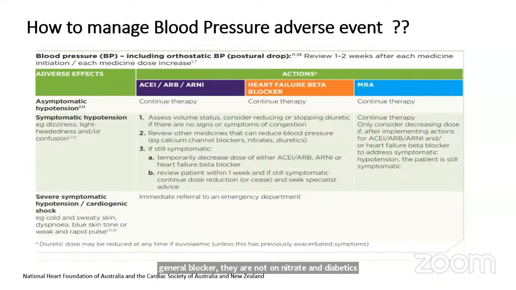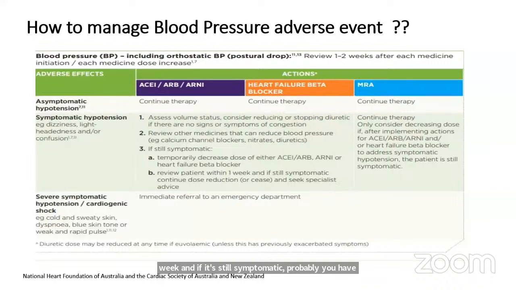What you can do is temporarily reduce the dose of the ACE, ARB or ARNI or even the beta blocker. But in a lot of centers, I think we use bisoprolol as a beta blocker, which I think has a very small effect on blood pressure if it is not in the maximum dose. So when it comes to bisoprolol, and if my patient has symptomatic hypotension, I will try to reduce the ACE, ARB or ARNI first rather than the beta blocker. After reducing, probably you can review this patient in a week.